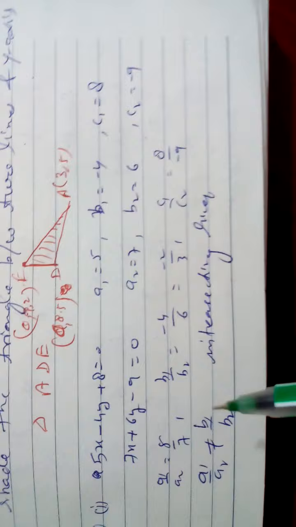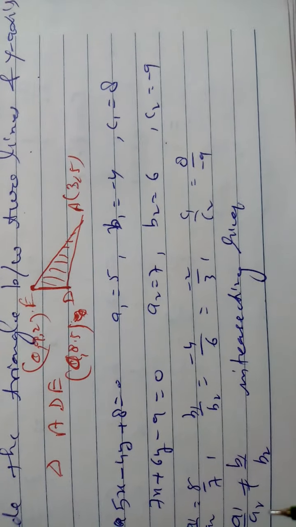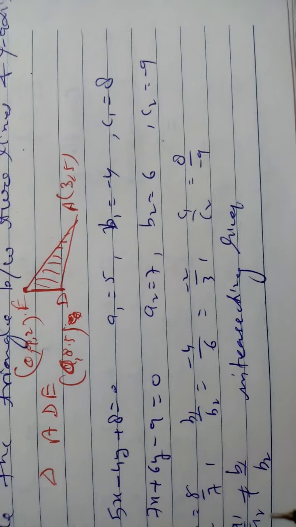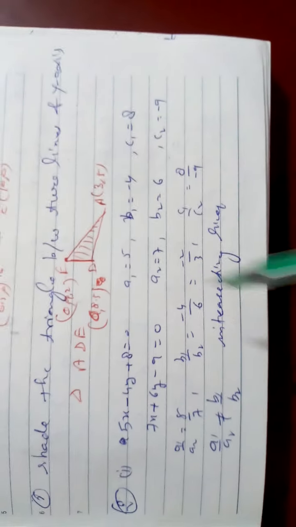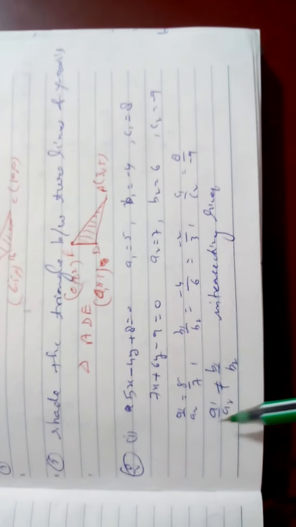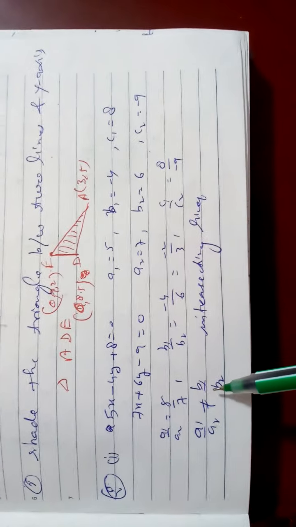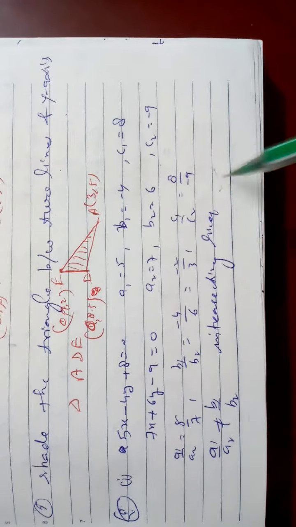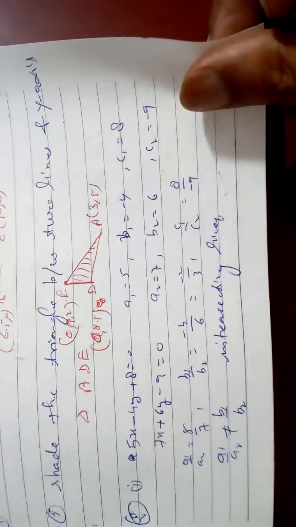Second question is given. By comparing the ratios, you write whether the lines are intersecting, parallel or coincident. Very simple. First you write A1, B1, C1, A2, B2, C2. Ratio A1 upon A2 not equal to B1 upon B2: it is an intersecting line. Only you are telling this, nothing else. You will not do any other solution.